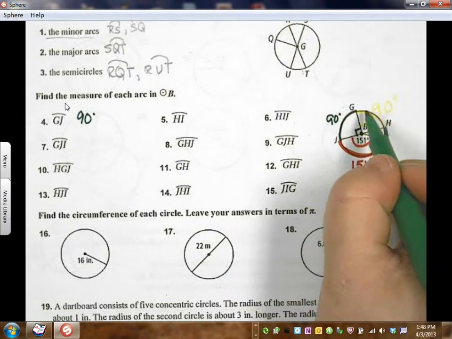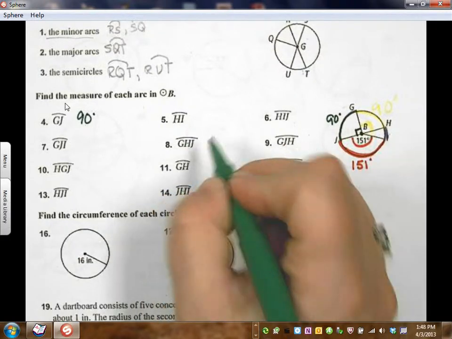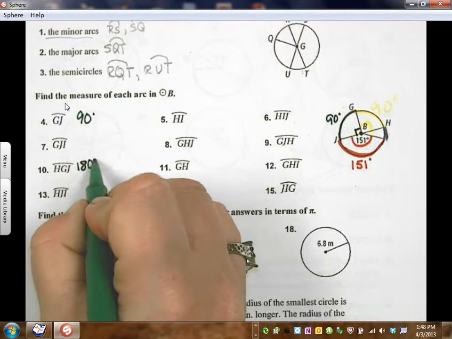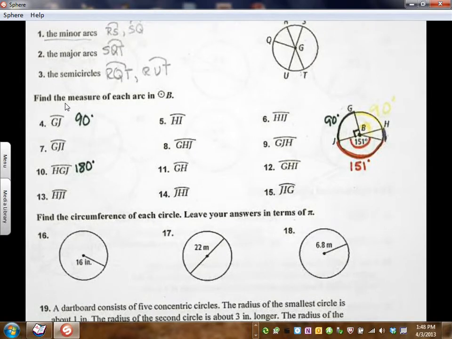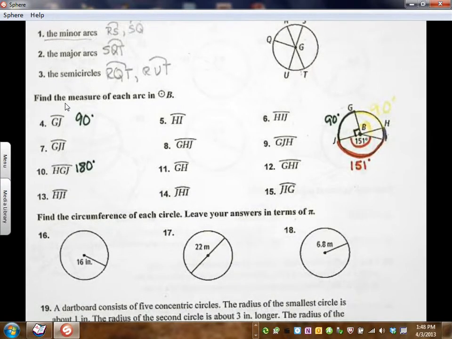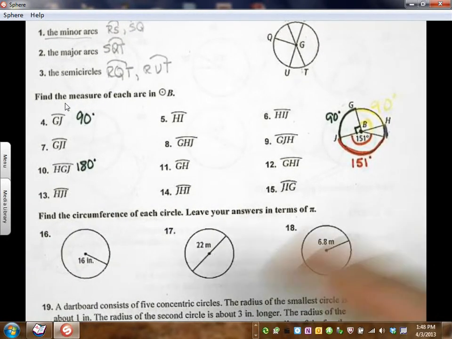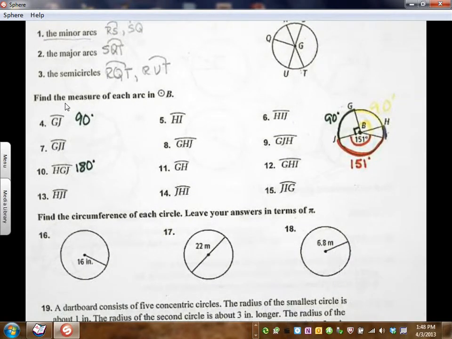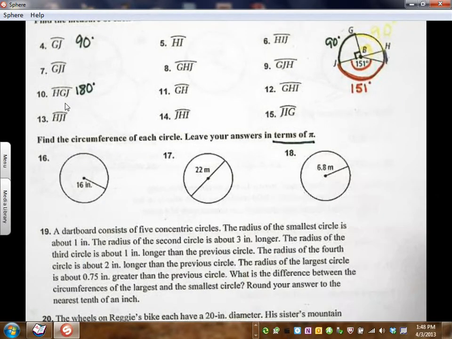HGJ. Well, that's a semicircle, isn't it? It's halfway around. So we know that HGJ is going to be 180 degrees. 90 plus 90. That's 180. And let's look here at 12, another I. 14 is another I. So that's just how you're going to do it. You add them up, or to find like ones like this, you might do a little bit of subtraction. I think that's the only one like that. Looking down here at these, notice that it wants the answer left in terms of pi.